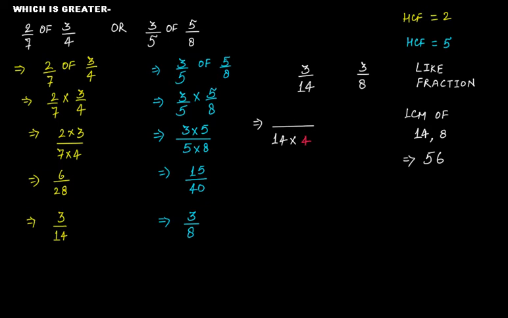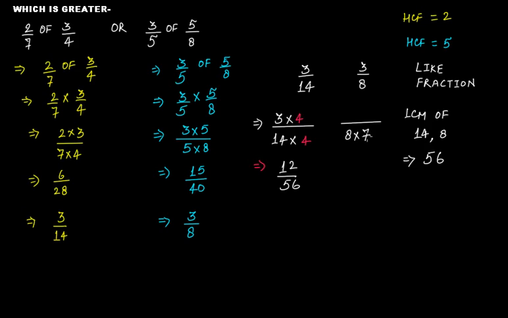And since we have multiplied the denominator by 4, we'll also multiply the numerator with 4. So this will become what? This will become 12 divided by 56. Okay. By what number should we multiply 8 so that we get 56? The answer is, if you multiply 8, the denominator of this fraction, by 7, you'll get 56, right?